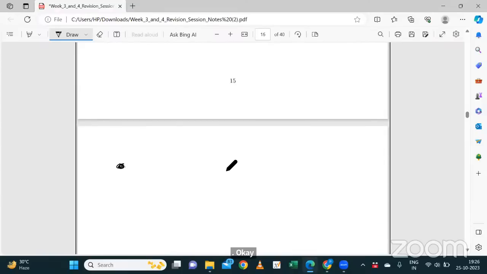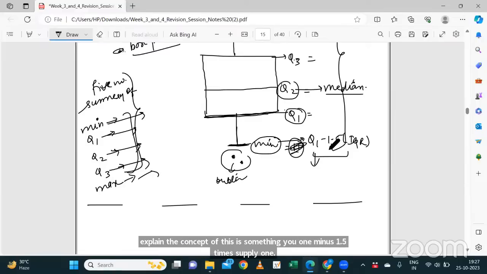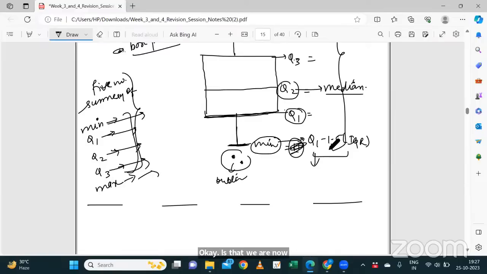Sir, so the minimum would be 9 here, right? Yeah, that's something I was trying to explain as a concept. Accordingly, we can plot the box plot. I wrote it by mistake that way. Don't worry, I was basically trying to explain the concept: this is Q1 minus 1.5 times the IQR. Is that clear now? Yes, it's still nine. Yes, sir. Let's move to the other part.